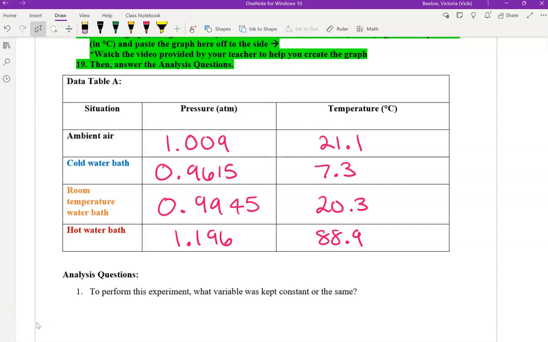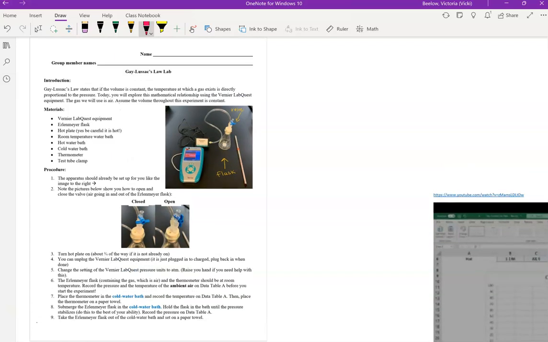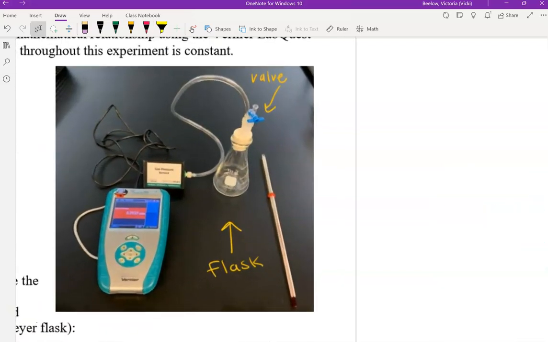So when you read the title of a table, it should tell you exactly what the data on the table represents. So in this case, we had on this table the pressure and temperature of, now if we think back to the experiment, we had this flask which contained air, and we put that flask in, we had 4 different situations.